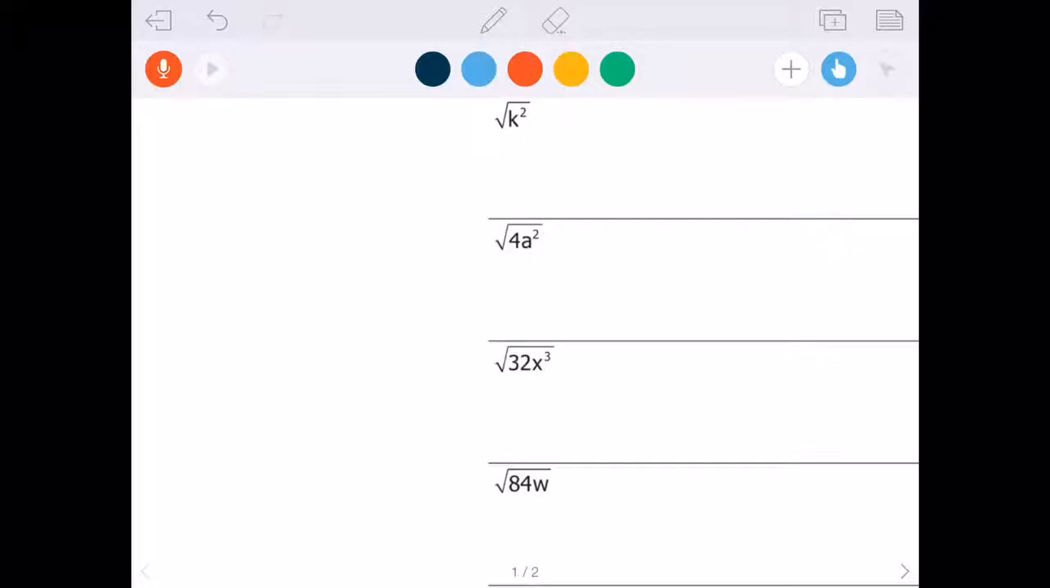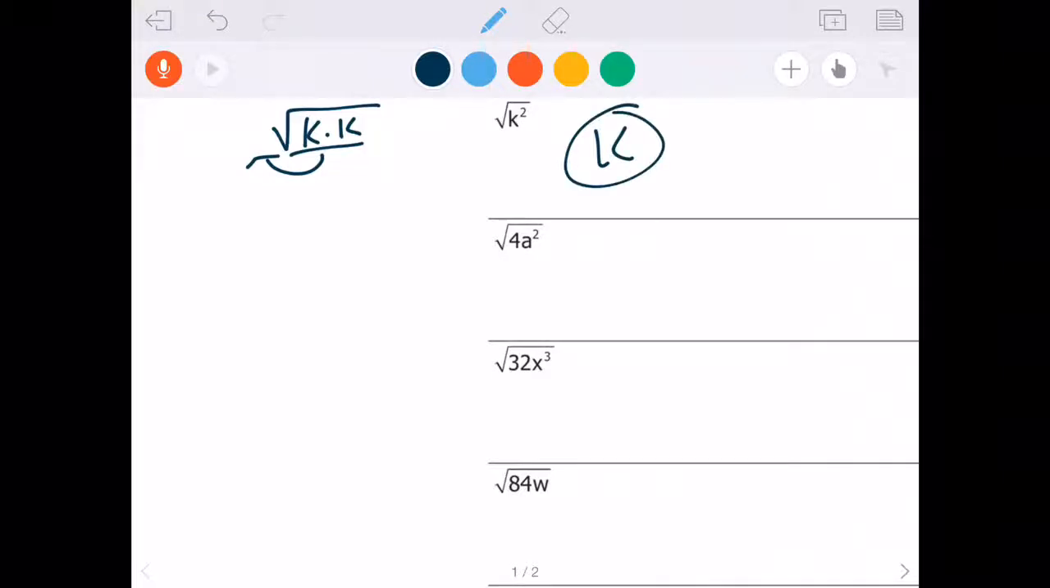Let's look at k squared. If you were to write out k squared, you have the square root of k times k. So, I have a pair of k's. So I'm going to pull that pair of k's in front, and there's nothing left underneath that radical sign, so your answer is just going to be k.